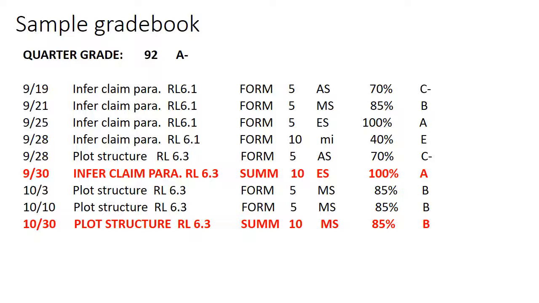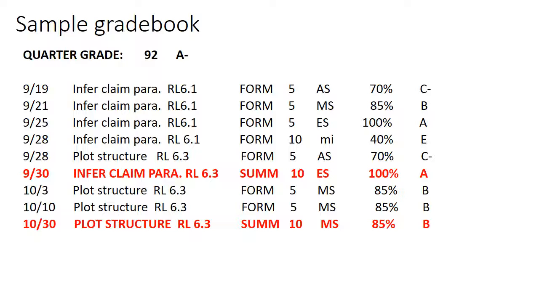Let's look at this person's gradebook. They've had several formative assessments. Each entry shows the date of the assignment, a brief description of the skill, plus a Common Core standard, that's the RL 6.1. It says formative or summative, for formative or sum for summative. It says how many points they're worth, and they can be weighted. That matters for summative assessments.